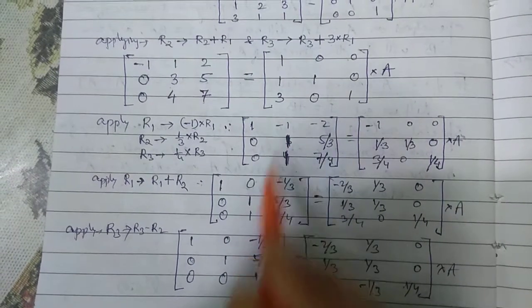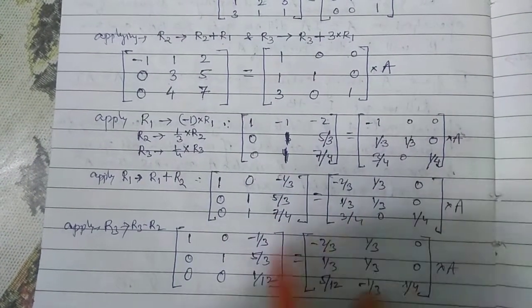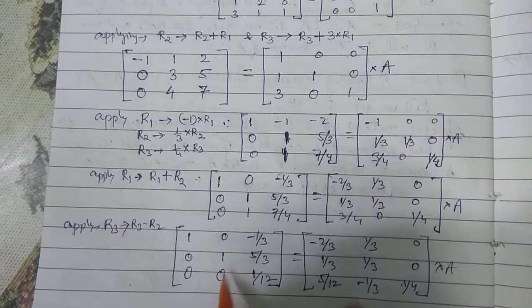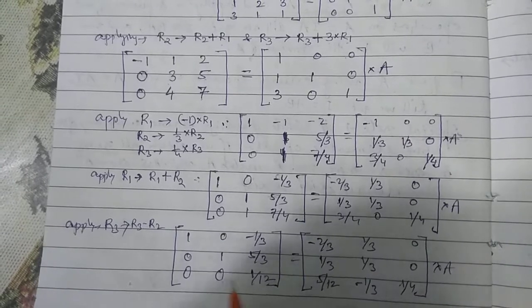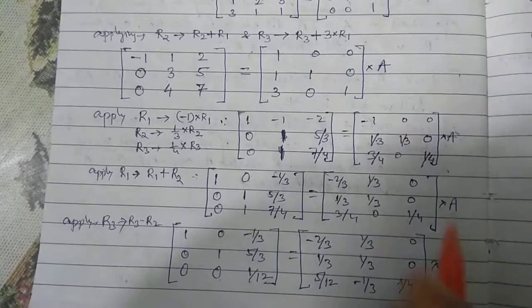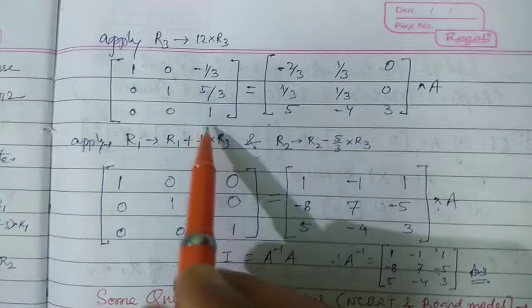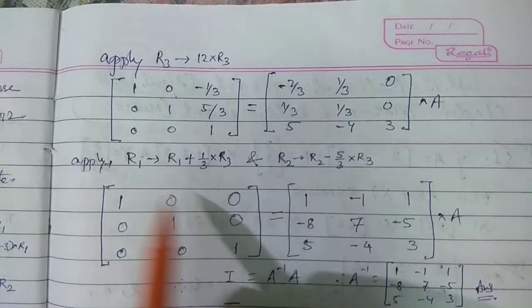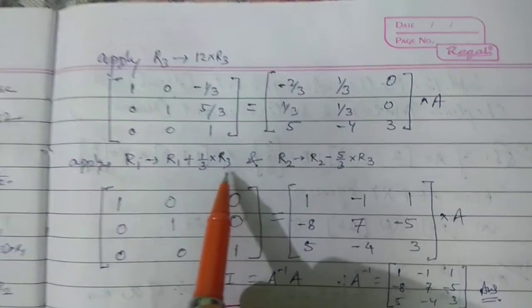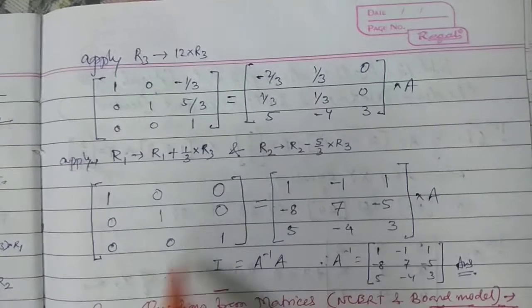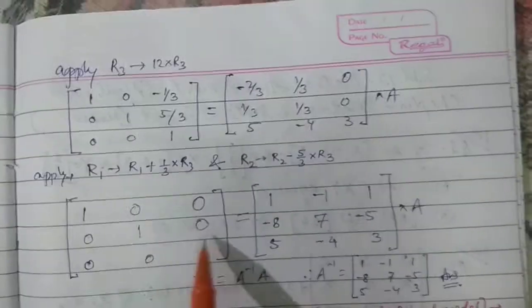Because these two are adding, so this part is 0. And then again R3 is equal to R3 minus R2. Now this part is 0. And here, next page you see. R3 is 12 into R3, so we are getting this one. Then R1 is R1 plus 1 by 3 into R3, so we are getting 1, 0, 0, 0, 1, 0, 0, 0, 1.